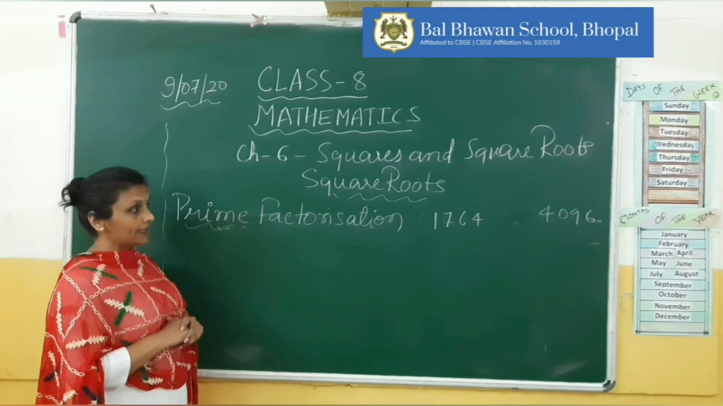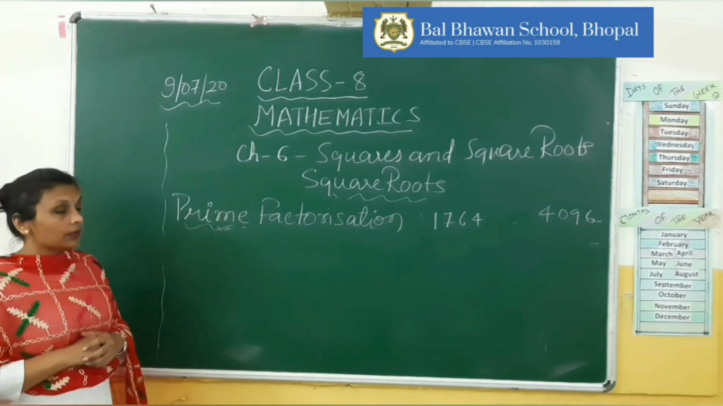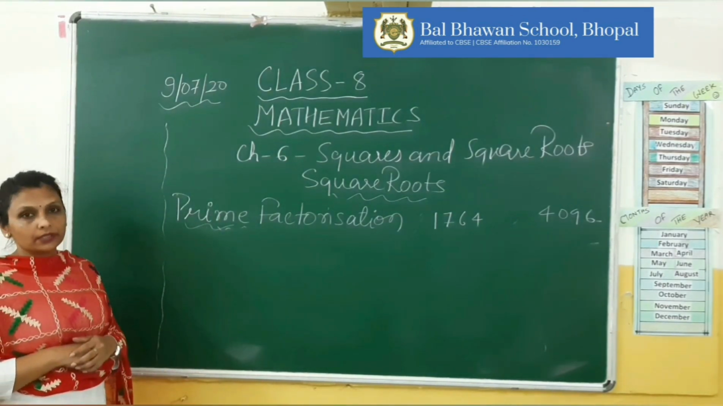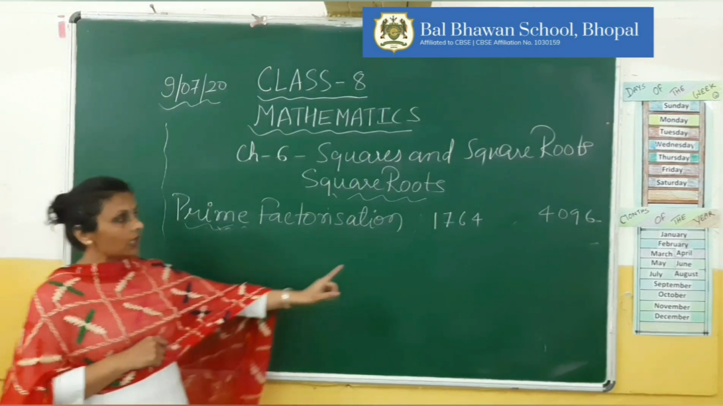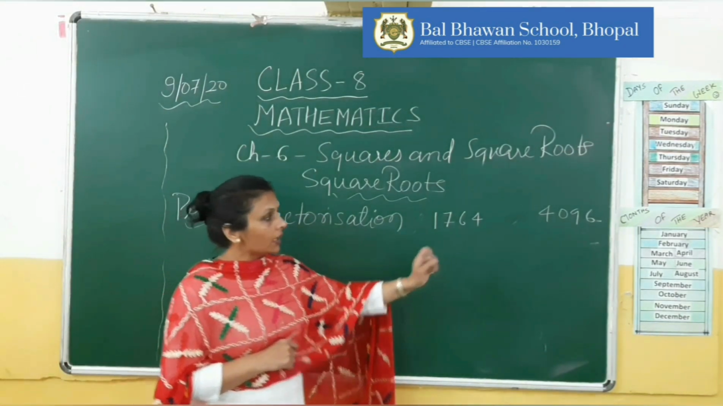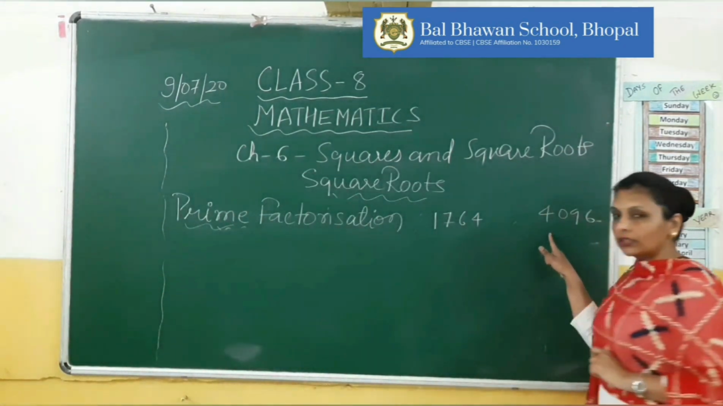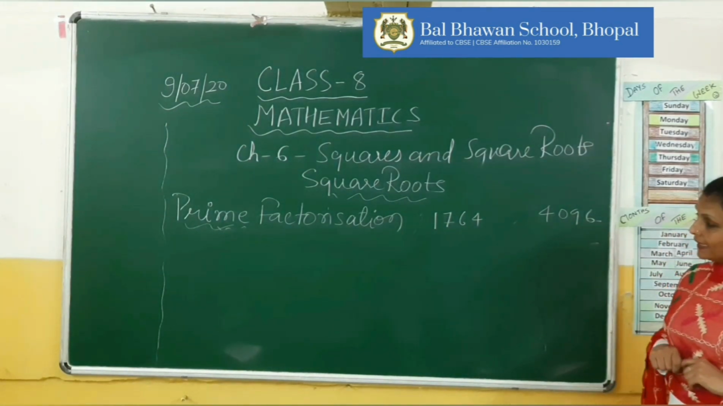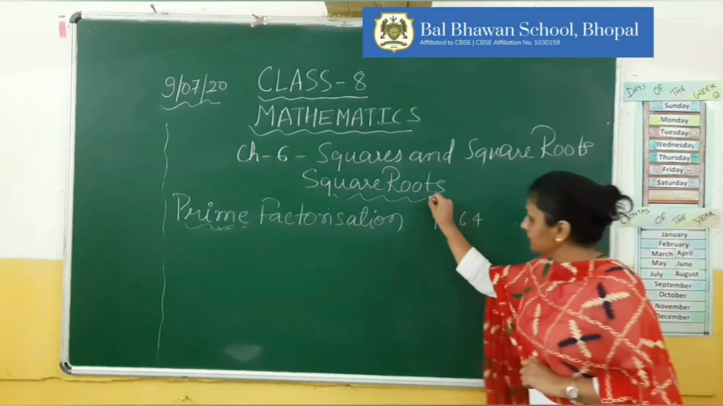Children, now I will explain to you the square root of these two numbers. The first number is 1764 and the second number is 4096. Let's see how we can factorize it.